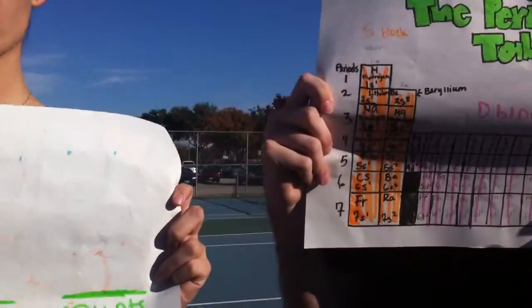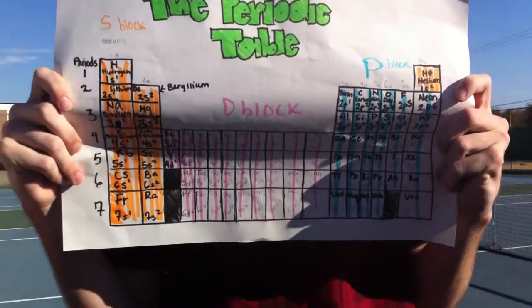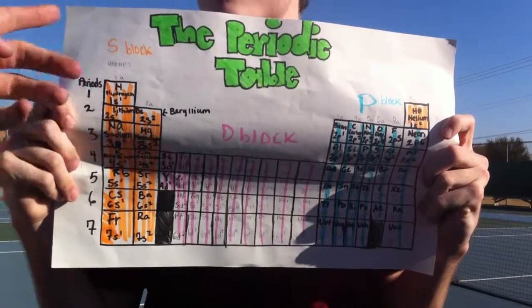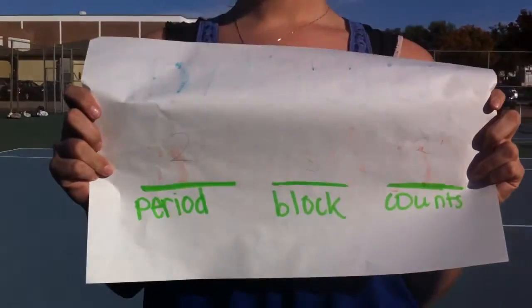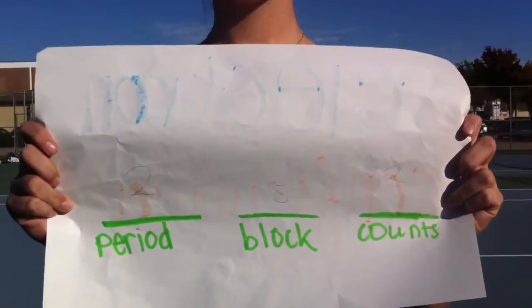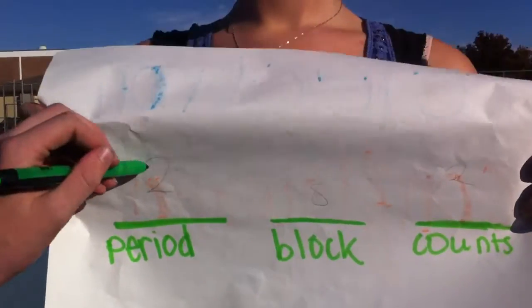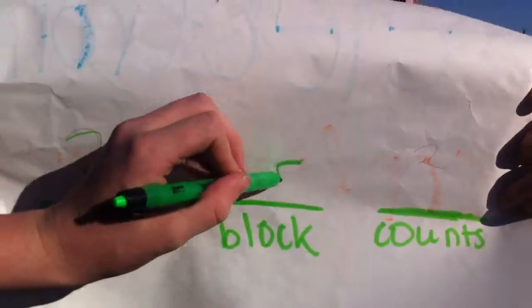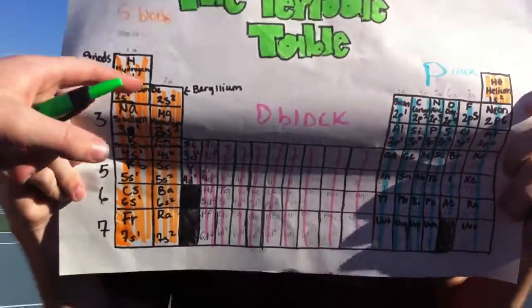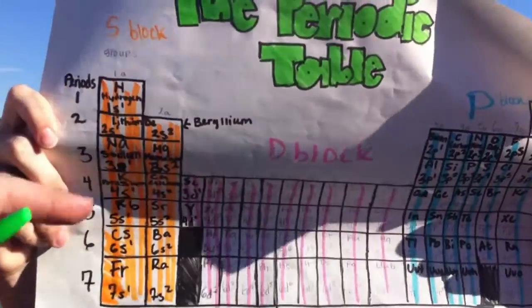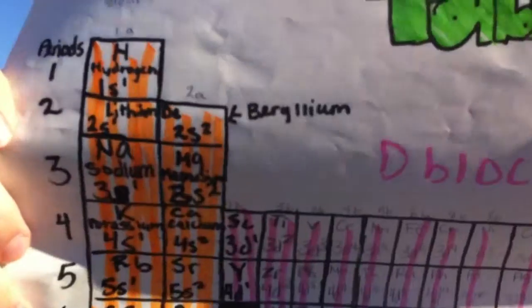The counts is when you find a period, the counts is the amount of elements you count over in a certain block. So if you were to go to 2s2, you would go to period 2, you'd go to the S block and count over 2 elements, and that would be beryllium.